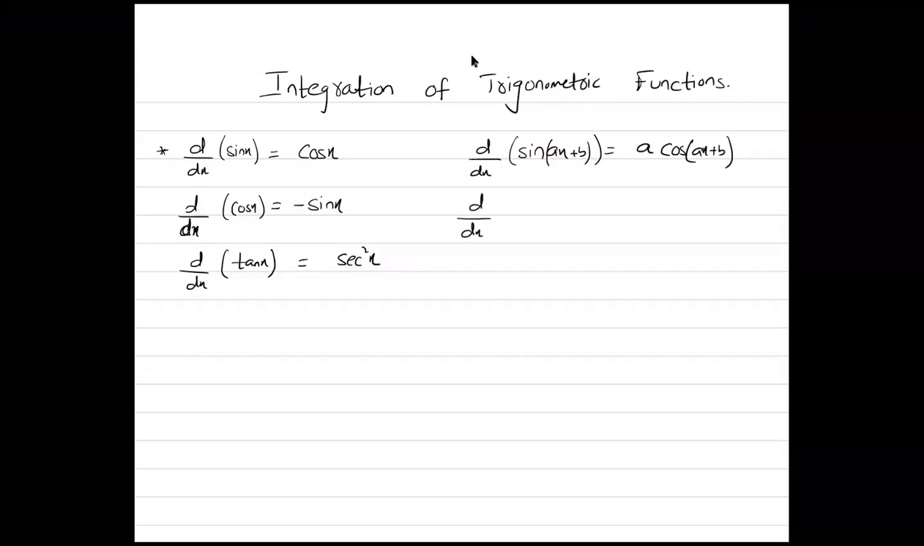Similarly, differentiation of cos ax plus b is a times minus sine ax plus b, so minus a sine ax plus b. And differentiation of tan ax plus b is secant squared ax plus b times a.